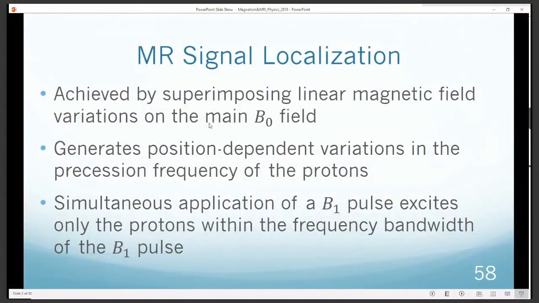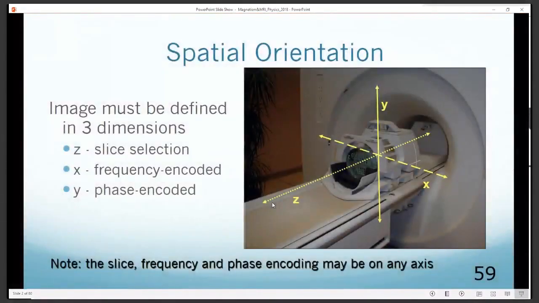So you superimpose these linear gradient fields, and they create position-dependent variations in the precessional frequency of the protons, changing the NMR signal. And so you can either do this while you're doing the excitation pulse, or you can do it while you're collecting the MRI signal, and it's different. So let's talk about it just for clarity.